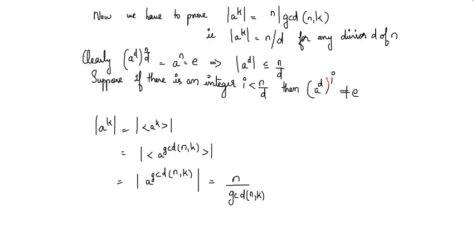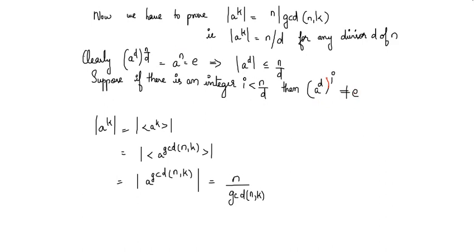Now suppose if there is an integer I less than n by d, then a raised to d the whole raised to I is not equal to identity, because we took the order of a as n. So if there is a number less than that, then the power of a raised to d cannot be an identity, because only if it is a raised to n, it should give you the identity element. The reason is the order of a is n. So any number less than n by d cannot be an order. So that power will not give you the identity.